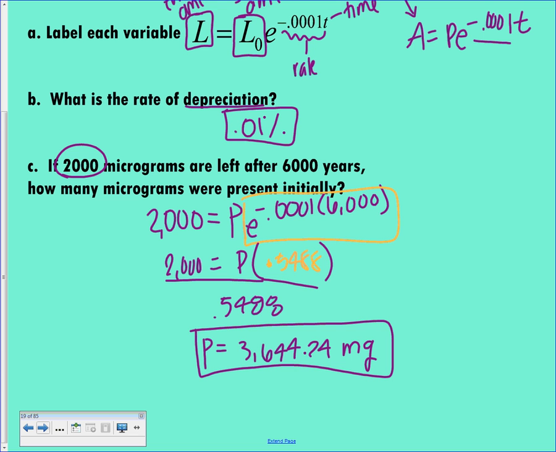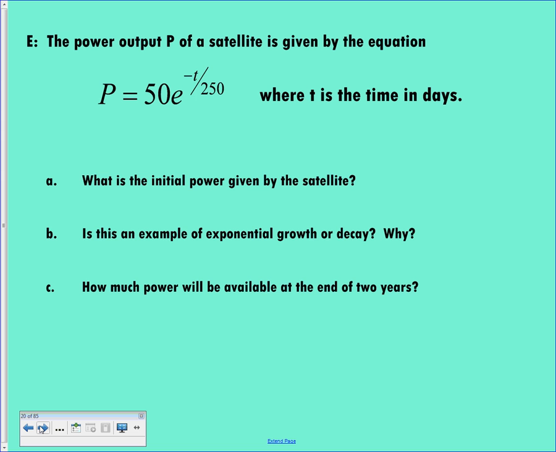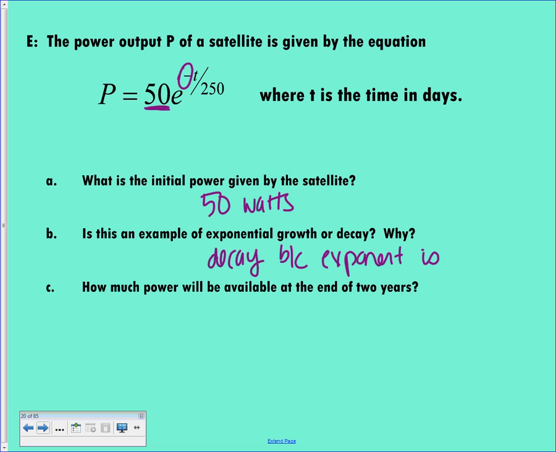All right, and then one last example is talking about the power P of a satellite given by this equation, where T is the time in days. It's just reading and pulling out from the given equation. The first number after the equals is always your initial. So the initial power is 50 watts. Is this an example of growth or decay? That's when we look at our growth rate. Well, here we've got a negative. Negative means decay. So I can say decay because the exponent is negative.